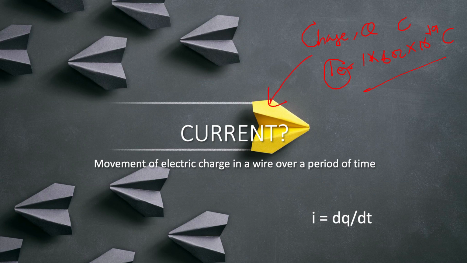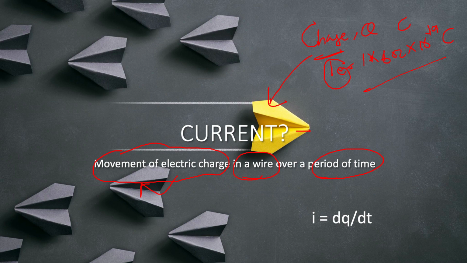So what is current? Current means movement of the electric charge. Remember just now, charge cannot be created or destroyed. It can only move. So how does the current happen? When your charge is moving from one place to another in a wire over a period of time.